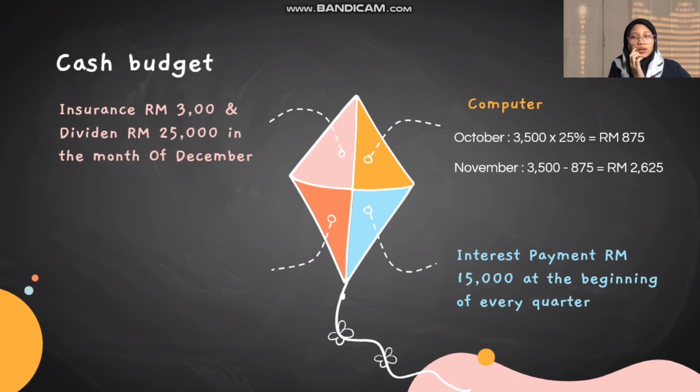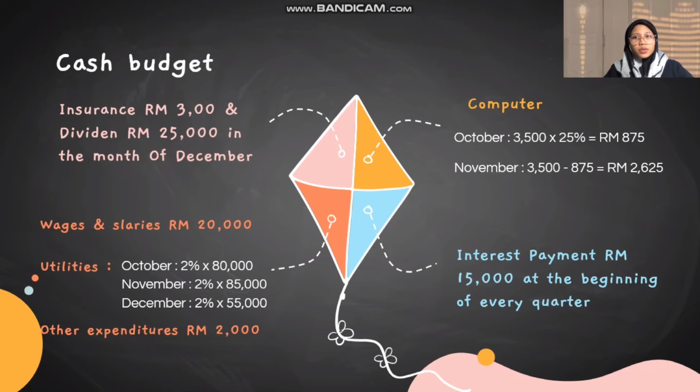And for November, which is the balance, I subtract the answer in October from 3,500, and I get 2,625 ringgit. And then the interest payment is 15,000 ringgit at the beginning of every quarter, so here I put it in the October part. And for wages and salaries, it's 20,000 ringgit.